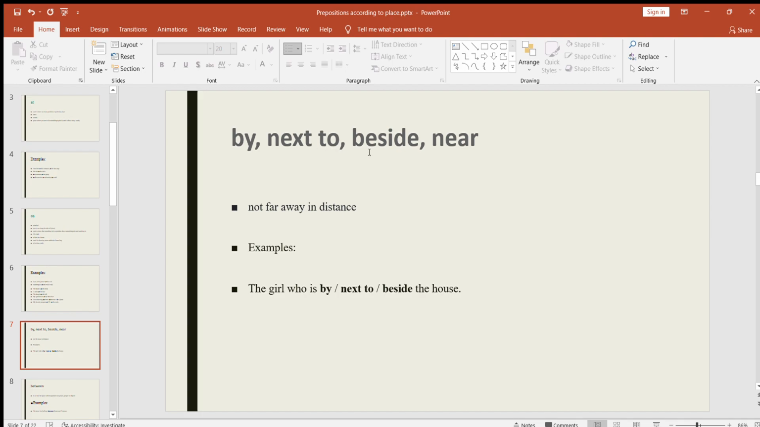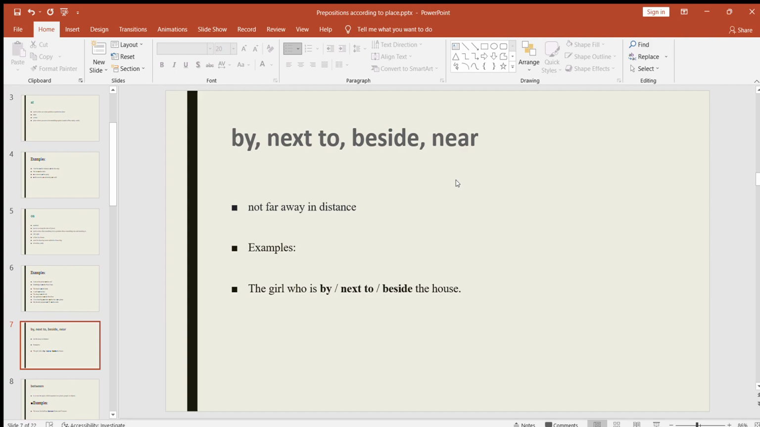By, next to, beside, or near. Not far away in distance, something that is closer to you, something that is not actually far away in distance from you. For example, here you see the girl who is by, next to, beside, or near the house. So by, next to, beside, and near, all these you can use to tell someone that something is not far in distance from you or from something.